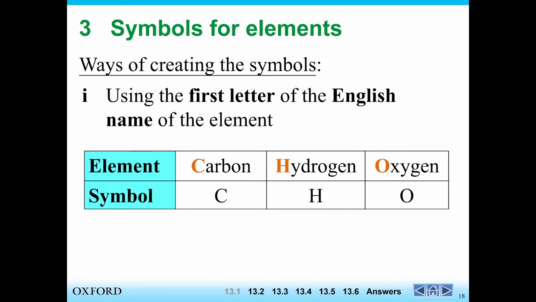So how did they actually create the symbols? One way is to use the first letter of the English name of the element. For example, carbon: they use the first letter, which is C. And notice the first letter of the symbol is always capital. So H for hydrogen. Oxygen, the first letter is O, so it's O here.